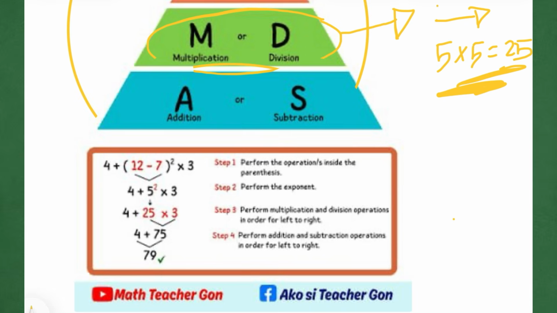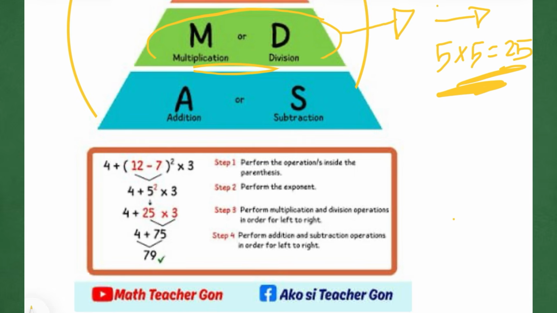So now we have 4 plus 25 times 3. Next, multiplication. 25 times 3 is 75. So now we're down to 4 plus 75. And finally, addition. 4 plus 75 equals 79. That's the answer to this example, 79. And every step followed the exact same order. Parentheses, exponents, multiplication, addition. We are almost there.